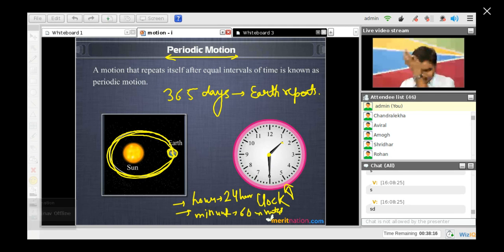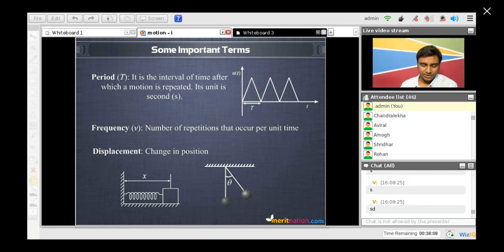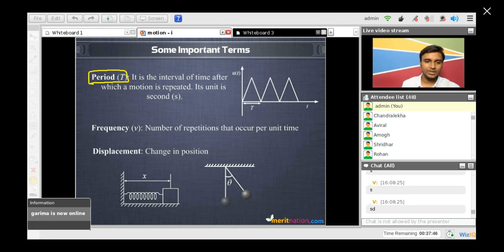All right, let's move on after periodic motion, and talk about important terms related to periodic motion. As I told you, in periodic motion every particle or object repeats its motion after a particular time interval. That time interval is called time period, or period. It is the interval of time after which motion repeats itself, and that equal time interval is known as period.